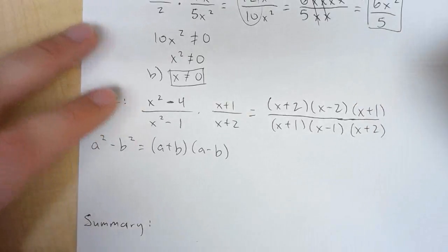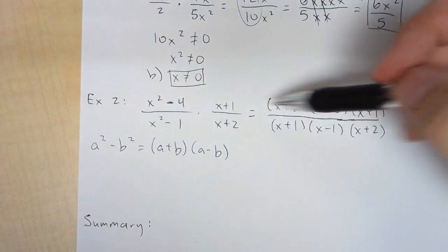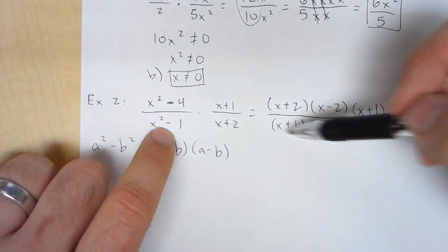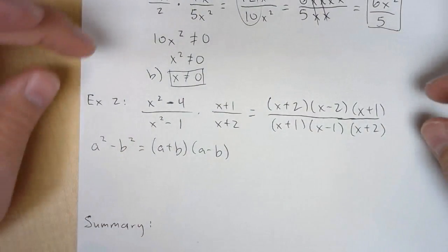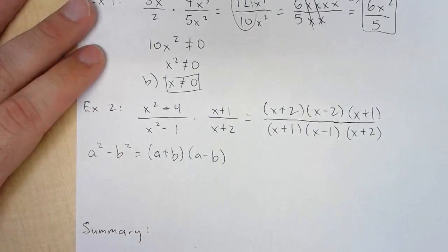So remember, when we multiply, we just multiply straight across. So I'm just going to write all of them that are in the numerator on the numerator, all of them that are in the denominator on the denominator. So that's our multiplication. Second step, determine our excluded values.